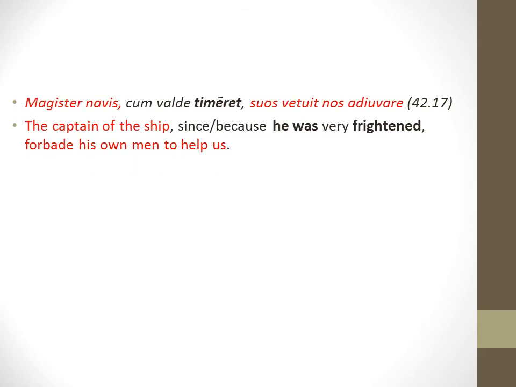And if we look at this entire sentence this way and we put some of the words in red, those would be what we would identify as the main clause. And the words in black, since he was very frightened, well, that's going to be our subordinate clause. We just said a minute ago that subjunctive verbs, most of the time, are in a subordinate clause, so there we go. Subordinate clauses, you'll remember from your English classes, you can take those out and you still have a complete sentence, and that makes sense here. The captain of the ship forbade his own men to help us. That's fine, that's a complete sentence. But the subordinate clause, since he was very frightened, adds to it. And our subjunctive verb is in that subordinate clause.